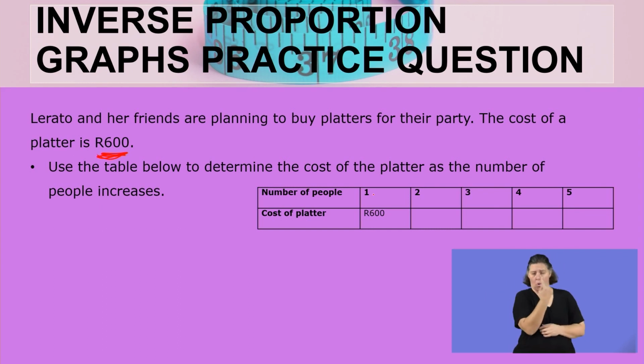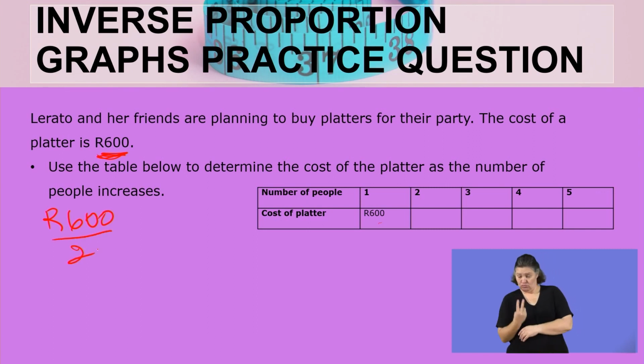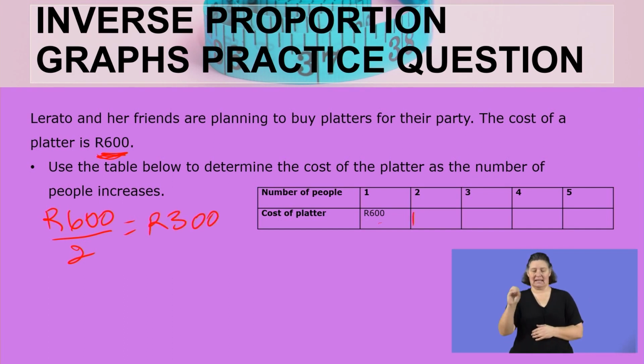So if Lerato is alone, obviously Lerato will pay 600 rand. But as the number of people coming to the party, her friends, increases, they will share the 600 rand. So if they are two, we will say 600 rand divide by 2. Press the calculator with me. 600 divide by 2. The answer we got is 300 rand. I hope you got the correct answer. And we write our 300 rand here.